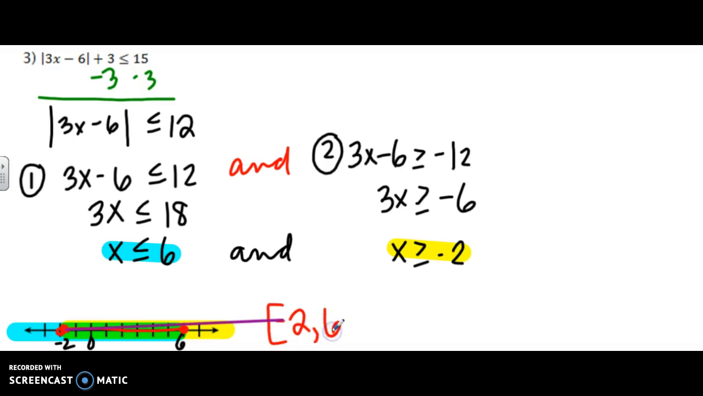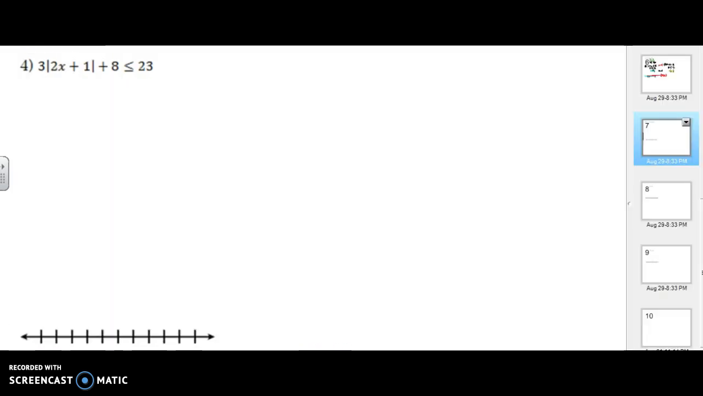-2 to 6, both in brackets. This is another one I want you to try to practice on your own, and then hit pause and come back and check it.